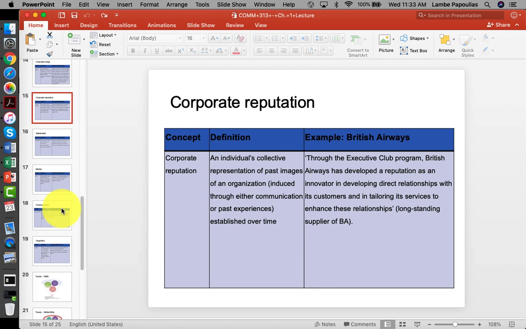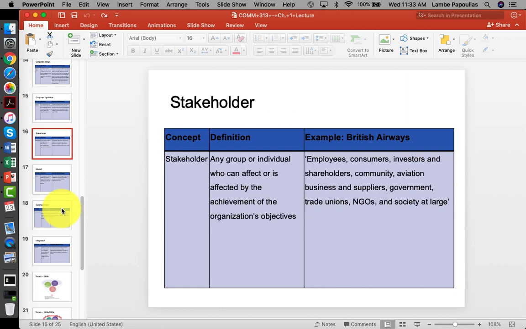And reputation, this is an individual's collective representation of past images of an organization. So for example, if we look at British Airways, through the Executive Club program, British Airways has developed a reputation as an innovator in developing direct relationships with its customers. So what kind of reputation is the organization going to have?